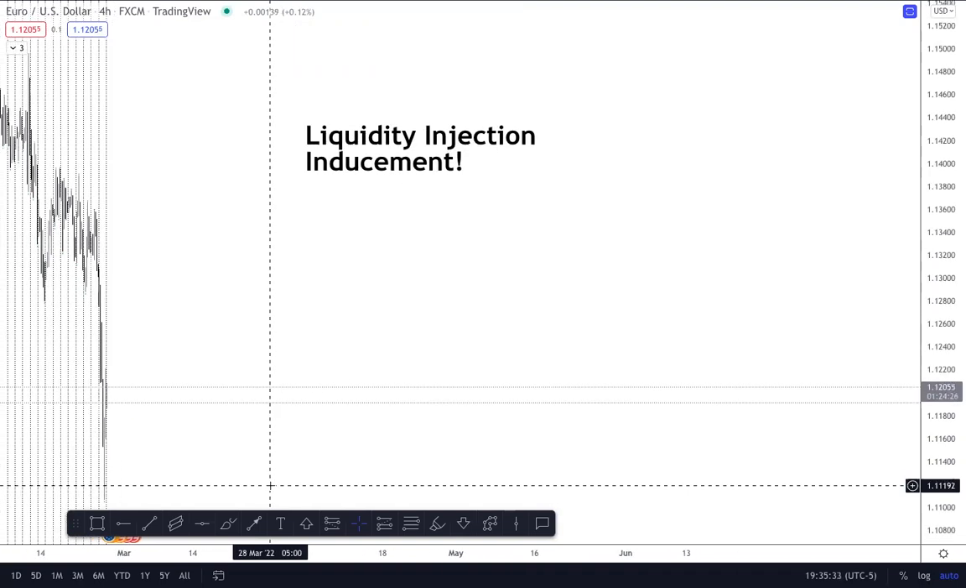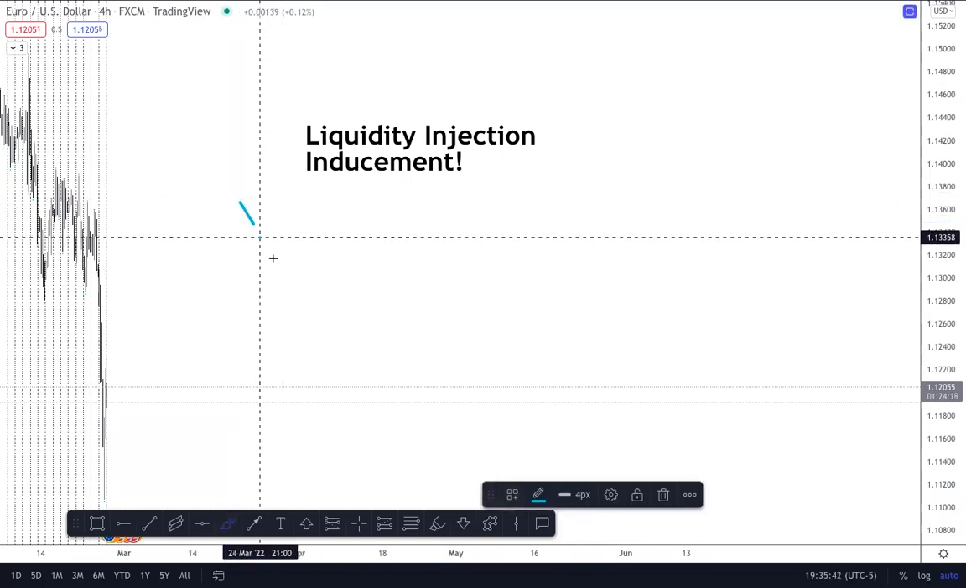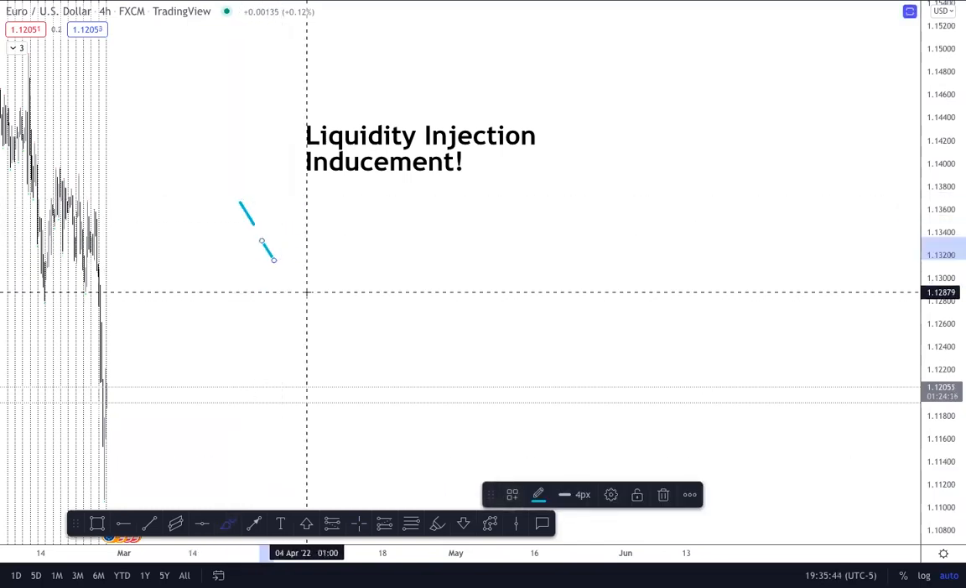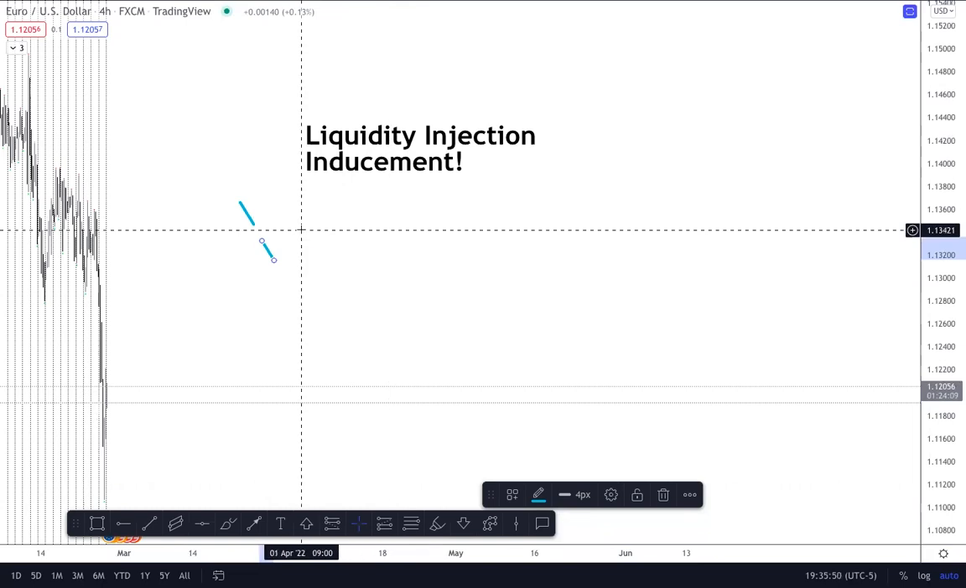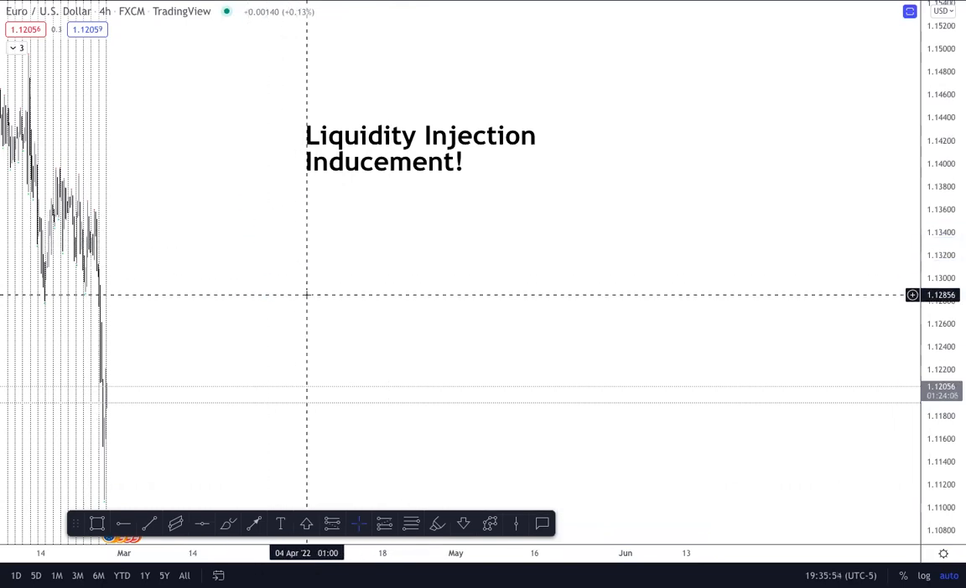Let's get into the basis of what a liquidity injection is. Now, I'm not going to give every single detail that I give my mentorship students because that would be unfair for them. I've got to keep some things for my mentorship, right? But let me get into the basics of what liquidity injection inducement is, and what I discovered with it.